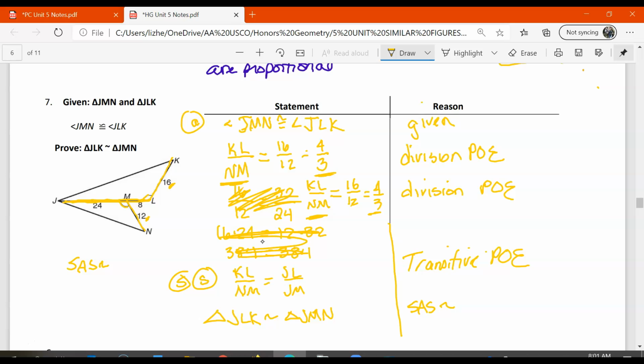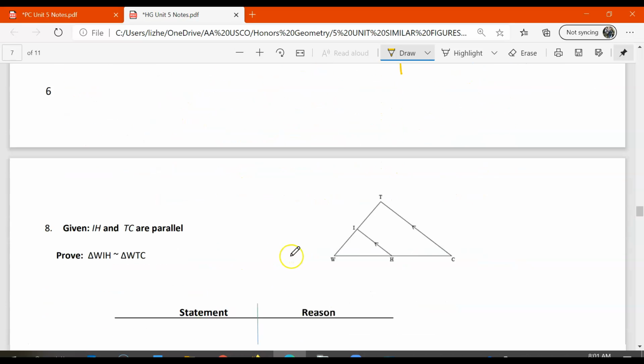So in order to use these, we have to have an angle and then two sides proportional. So sorry about the mess here. I should look at my notes more instead of just wander. So, okay, last one.